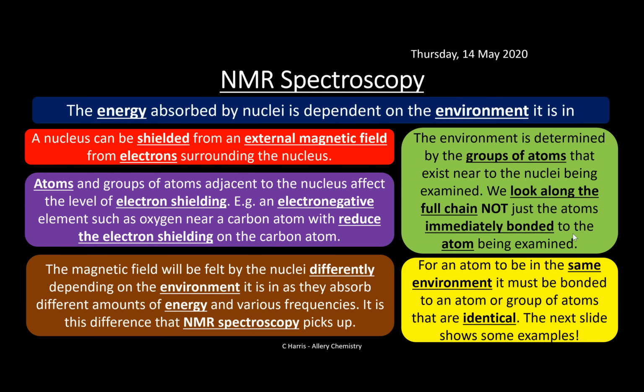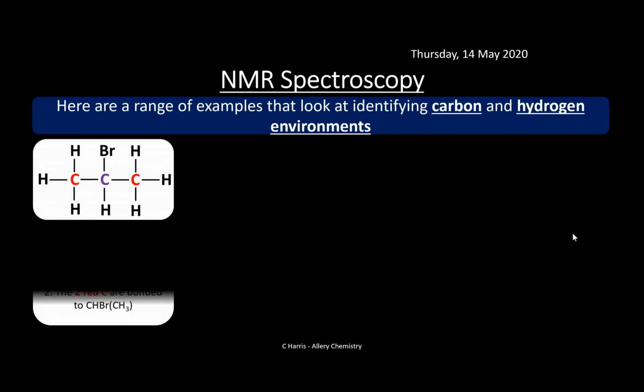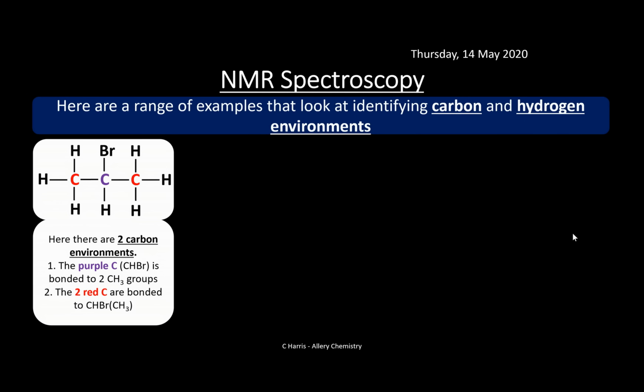But this is going to be quite critical, because identifying carbon environments is going to be really pivotal in terms of you understanding NMR. Okay, so let's have a look. We're going to look at some examples of how we can identify carbon and hydrogen environments. Okay, so let's have a look at this one. So this time we're looking at carbon-13 NMR. Okay, so we're not looking at protons. We'll look at protons later, but we're looking at carbon-13 NMR.